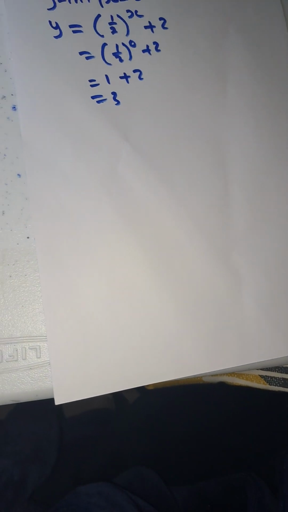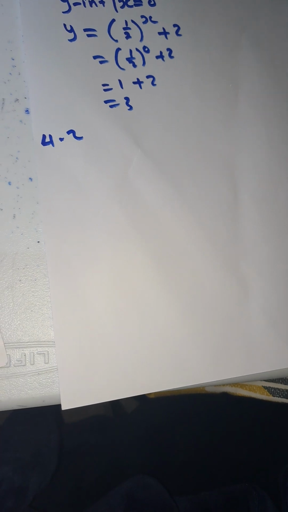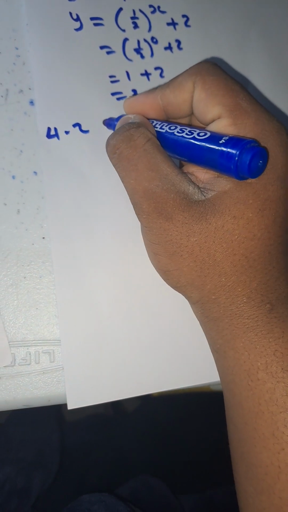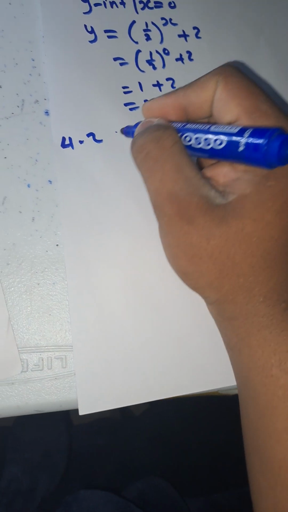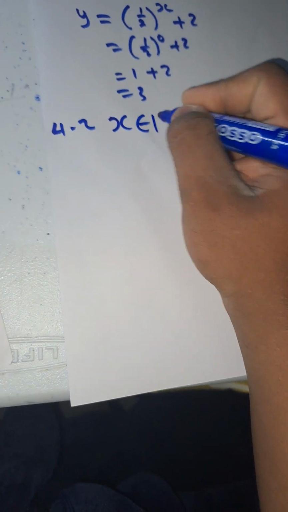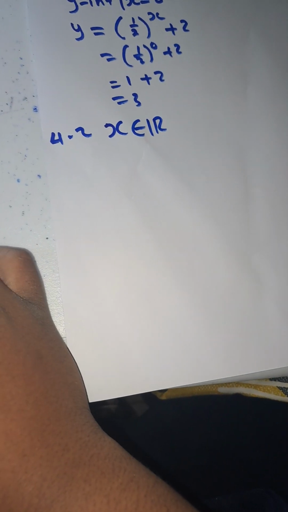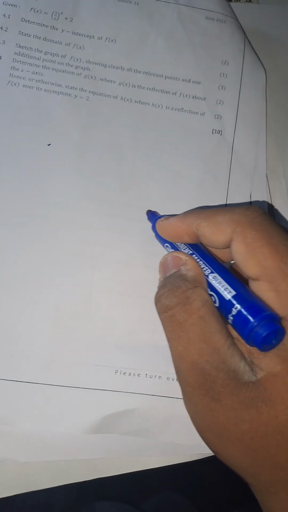Now let's continue. 4.2, they want the domain. The domain is just the set of x values. This one is the same as the parabola. It is simply x is an element of the real numbers, because your exponential graph moves like this. It doesn't touch any x values.